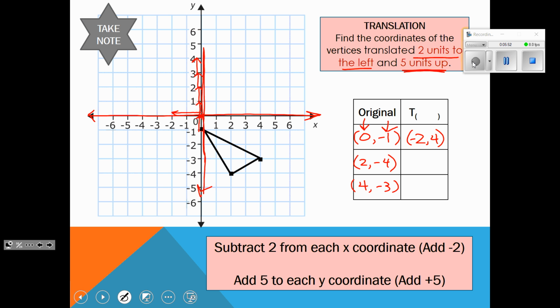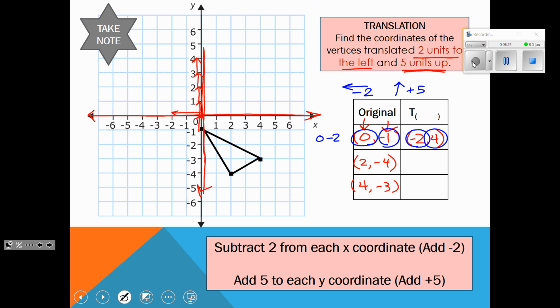Now if you notice what we're doing is we're just taking the original x coordinate, 0, and to do 2 units to the left, when we go to the left, that is negative. So we're subtracting 2 each time. So we went 0 - 2 and got our -2. And for the y, we went 5 units up. Up is positive, so we were adding 5 to each one. And -1 plus a +5 is +4.